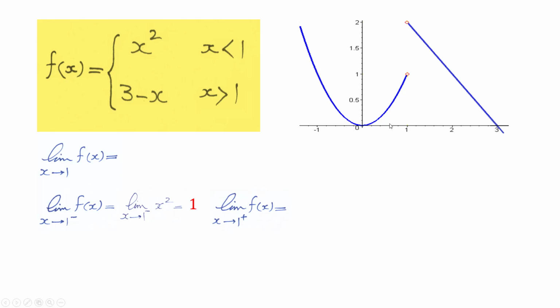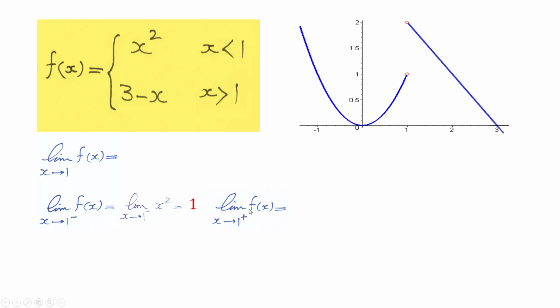Now let's find the left limit of the function from its graph. If we get closer and closer to 1 from the left on the graph of the function, you can see that the corresponding y values of the function approach 1. They get closer and closer to 1. So from the graph of the function and also from its equation, we can find the left limit of the function.